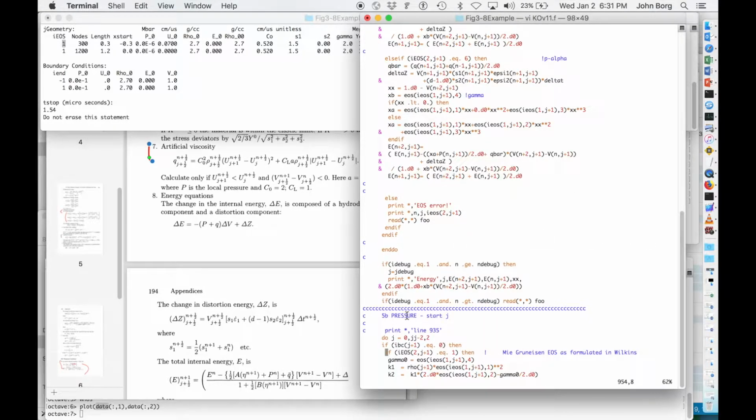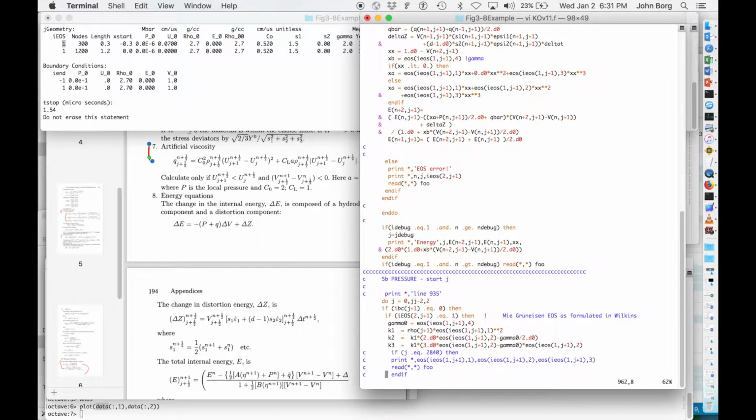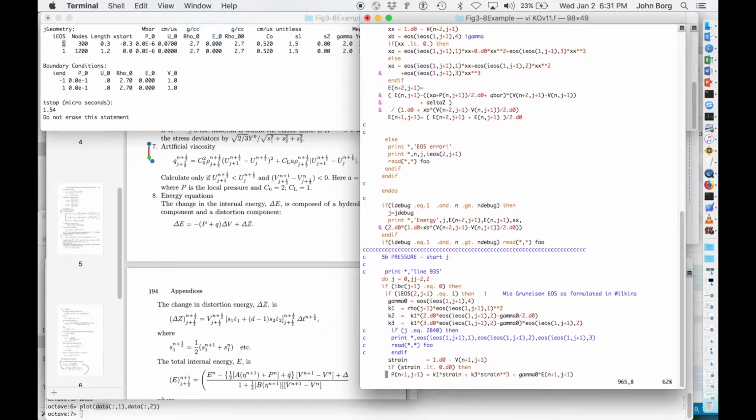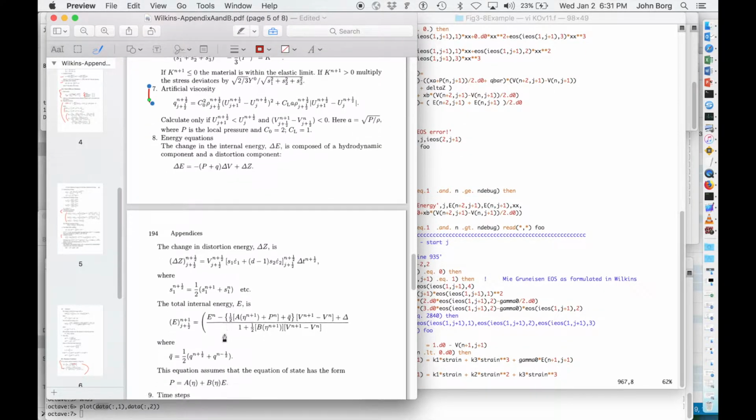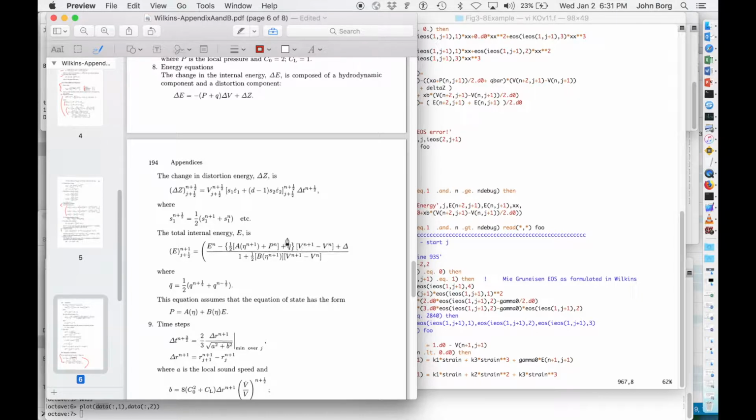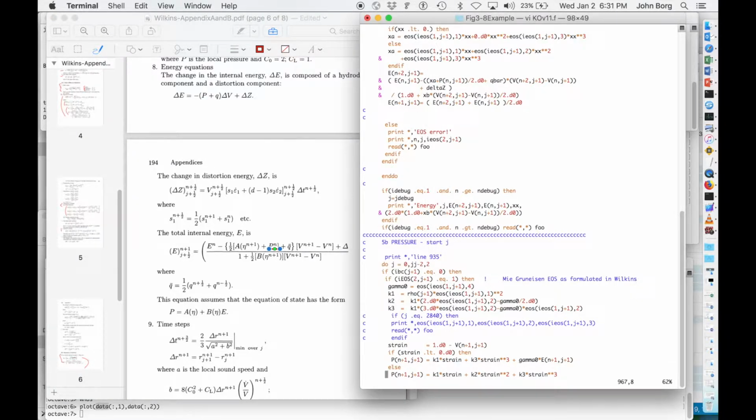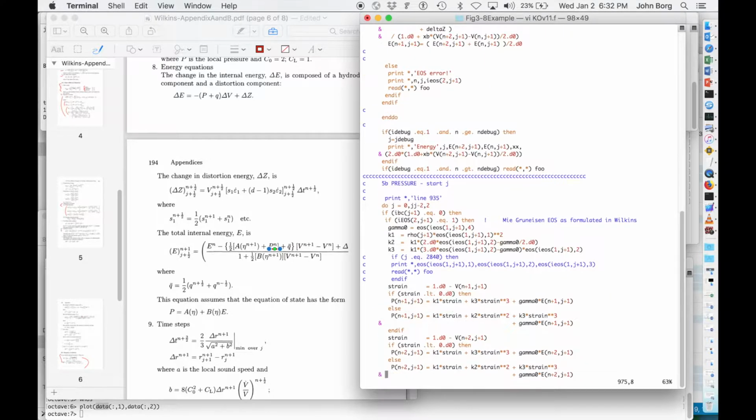Now here's this 5b. So now that I have my energy updated, I now update pressure, because you can see that pressure isn't really used at all until you get down here. So pressure here is being used at the current time step. So I thought it made more sense to put this down below.